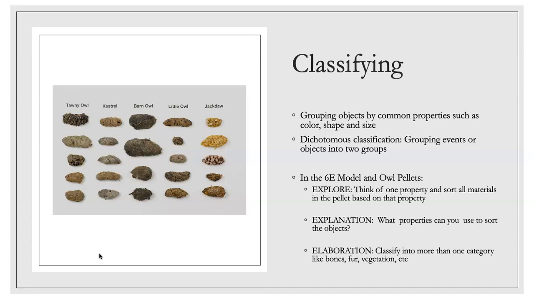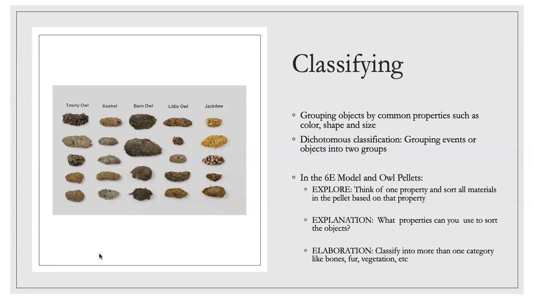You can also use owl pellets for classification. Classifying is grouping objects by common properties such as color, shape, and size. Dichotomous classification is grouping events or objects into two groups. And I'm going to tell you this right now, I would think that you could easily do multiple classifications with students that are in the fourth grade or above. So in the 6E model and owl pellets, during the exploration part, you could have students think of one property and sort all the materials in the pellet based on that property.